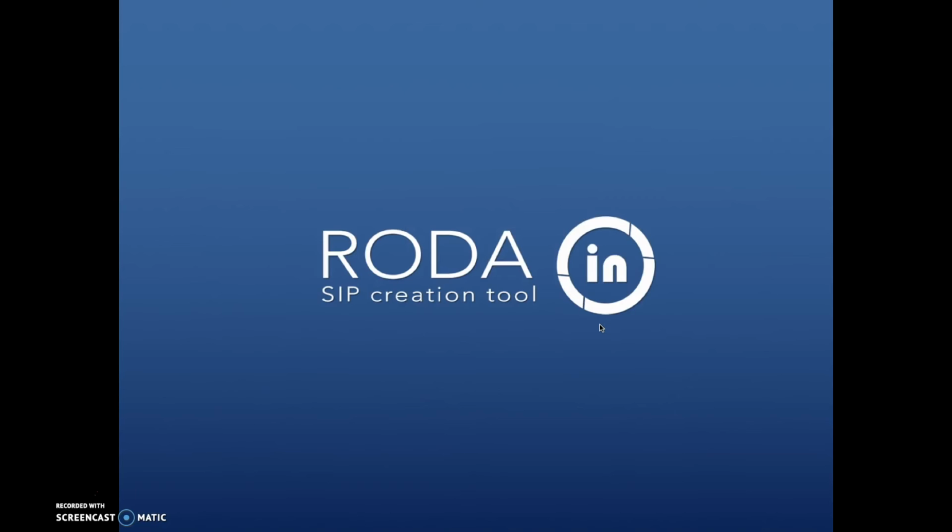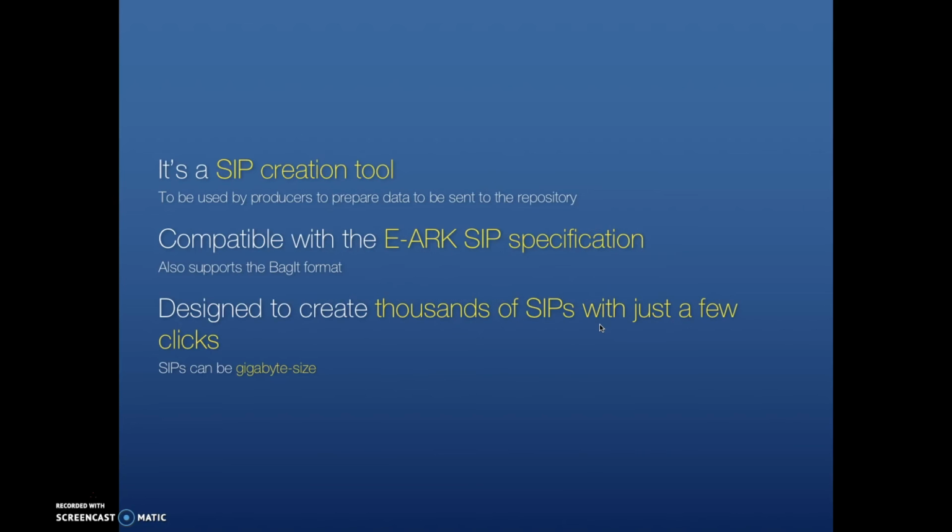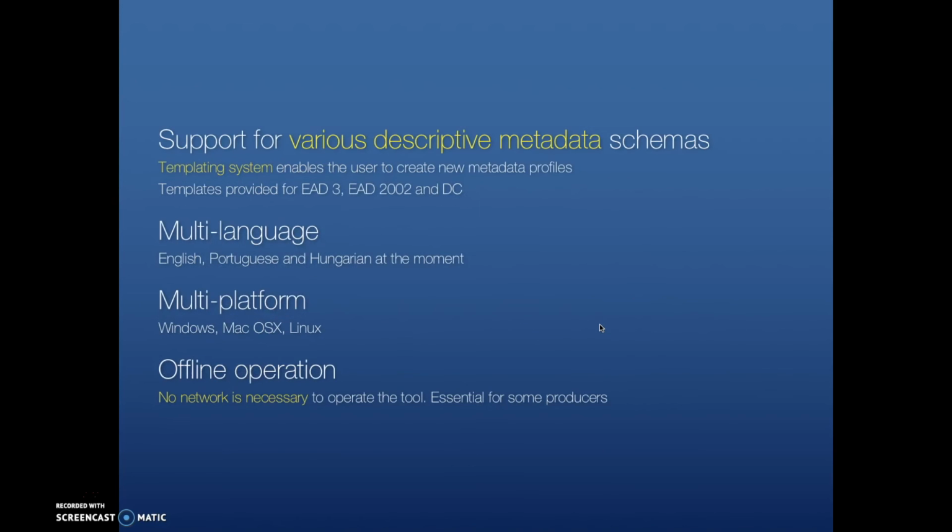So now that you have your archival format for your database, you have to package it. You have to transform that into a SIP, or submission information package, so that you are able to send it to the repository. And for that we have the RODA-in tool. It's a tool that is compatible with the E-ARK zip format, and it has been designed to create thousands of SIPs with just a few clicks. These SIPs can be gigabyte size, so it's the ideal tool to take your archival format that you just created using the Database Preservation Toolkit, package it as a zip, and send it to the repository.